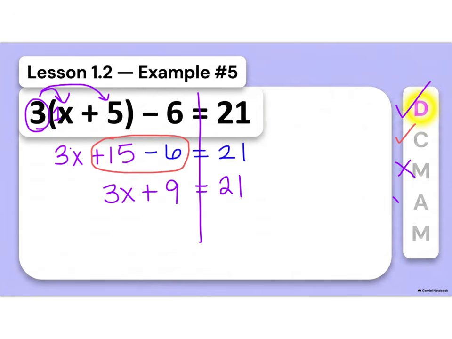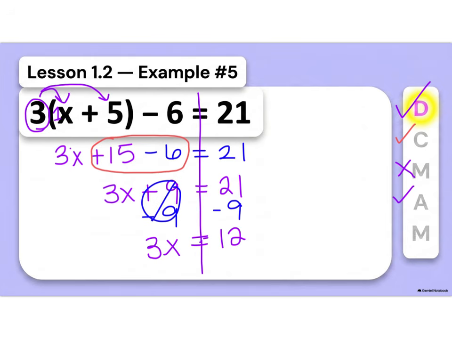And then my next step is to move constants to the other side. So I have this positive 9 that is on the side with the variables. So I'm going to move that by subtracting 9 on both sides. These 9s will go to 0 on the left, which leaves me with the 3x on the left. Then on the right, I do 21 minus 9, which is 12.